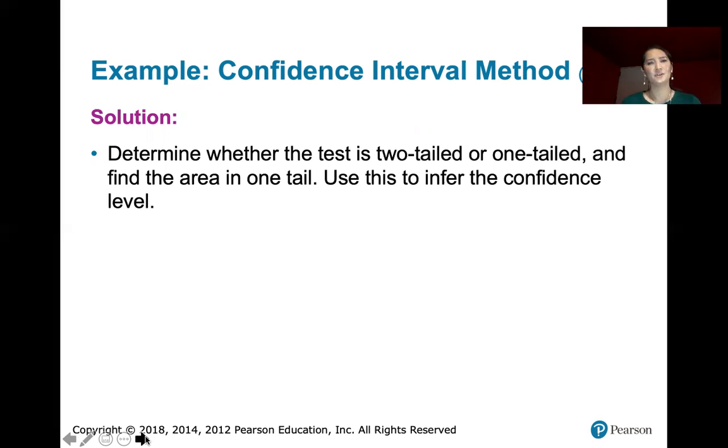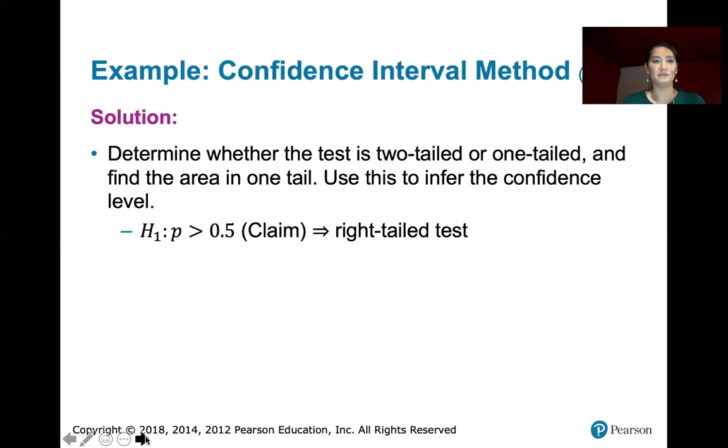So what we need to do in order to use the confidence interval method appropriately is find out whether the original test, the hypothesis test that we're conducting, would have been two-tailed or one-tailed, and then find the area in one tail given the nature of the hypothesis test. Once we know what the area in one tail should be, we're going to double that to infer the confidence level associated with our confidence interval method.